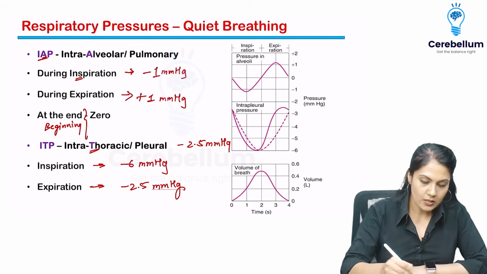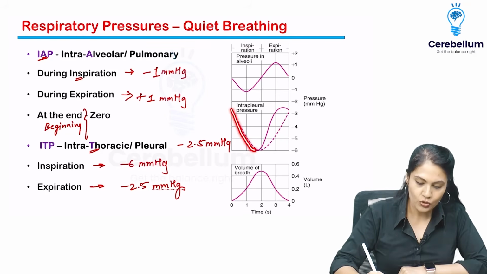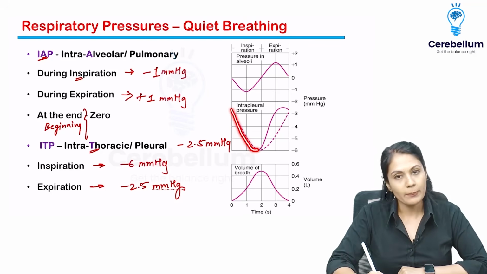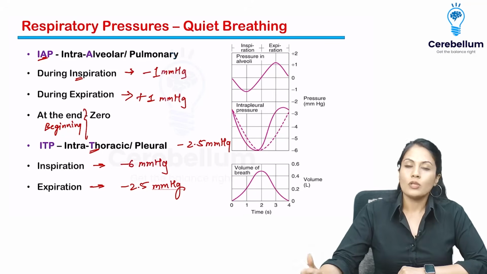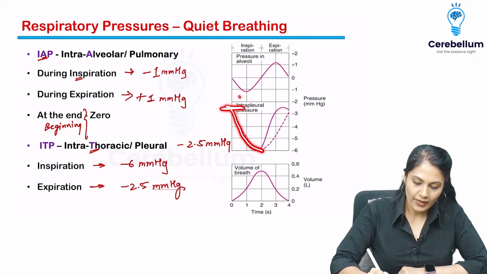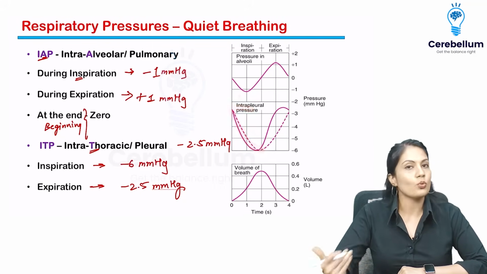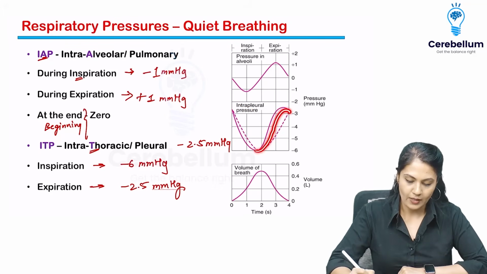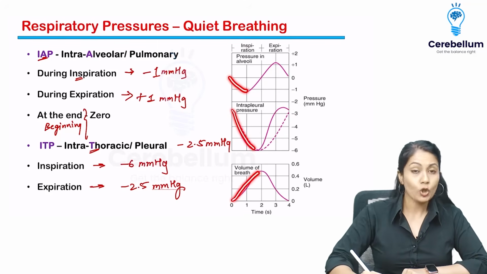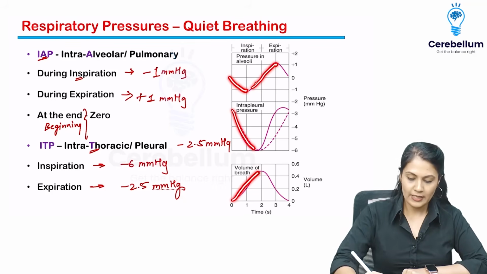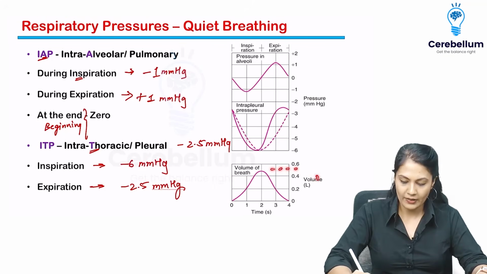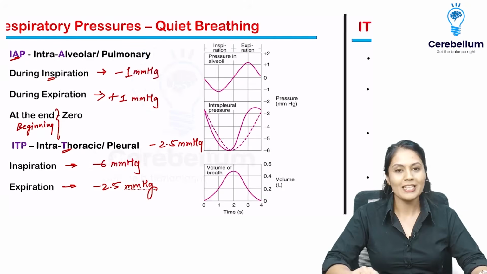Please remember, this is the graph showing the intrathoracic pressure, also known as intrapleural pressure, and intra-alveolar pressure, also known as intrapulmonary pressure. But you'll get confused between P and P, so I have written IAP and ITP. See over here, this is the pressure, -2.5. When the person is inspiring, it goes towards -6, and during expiration it comes back. Now the volume: when the pressure is decreasing, volume is increasing, Boyle's law. When the pressure is increasing, the volume is decreasing. And this volume is 0.5 liters, that means 500 ml, which is nothing but the tidal volume.